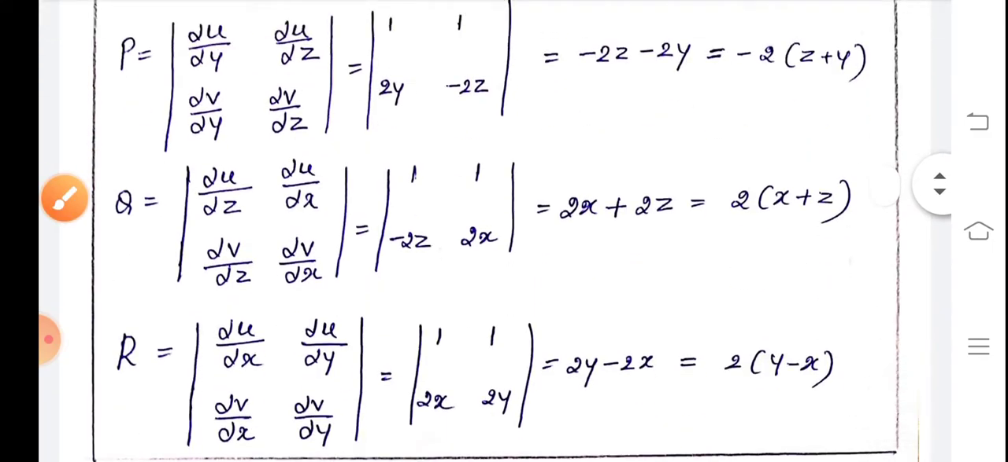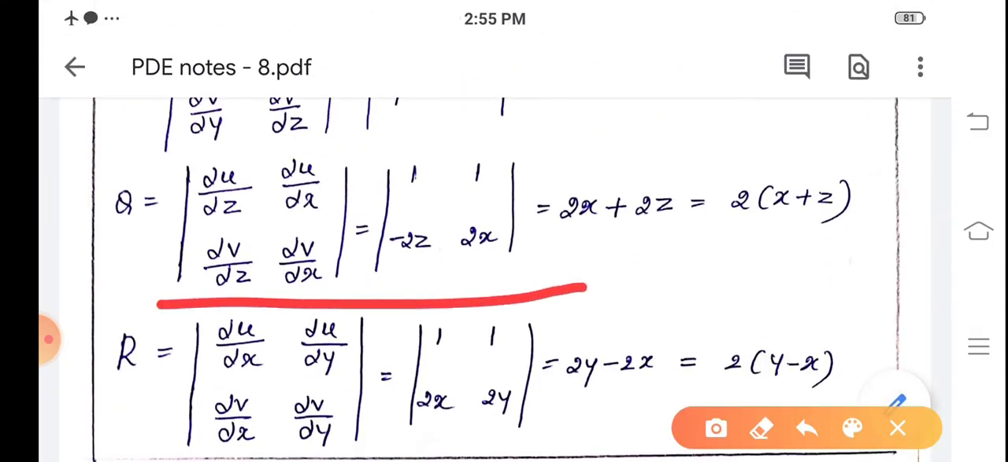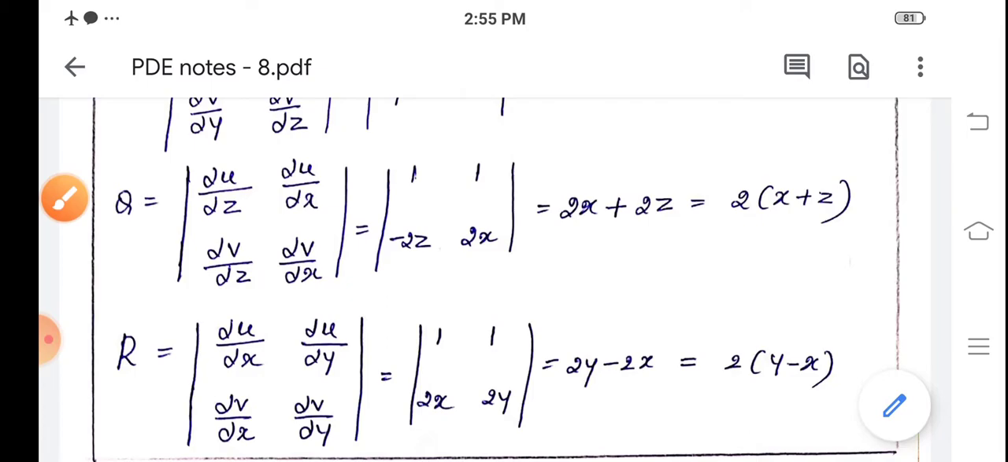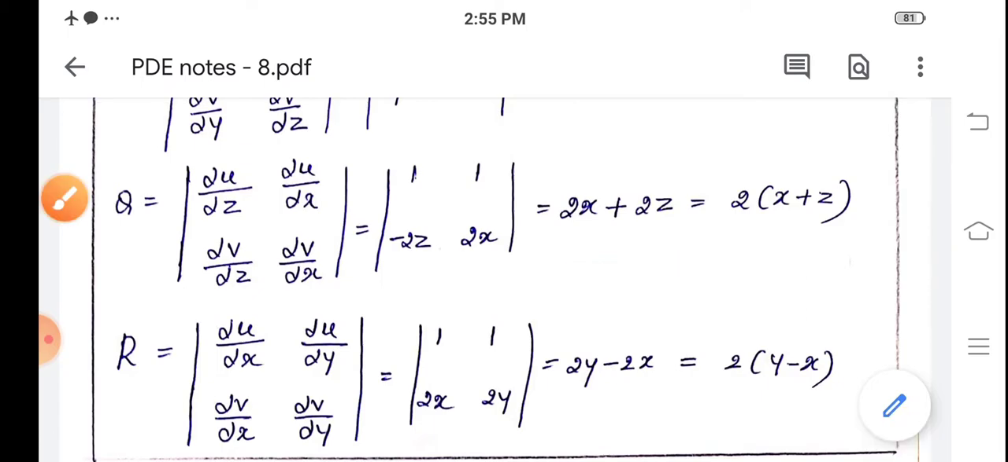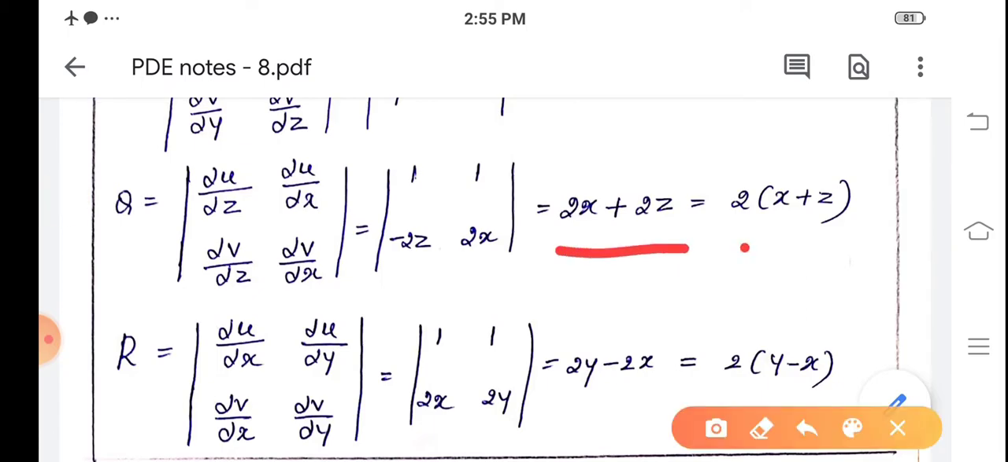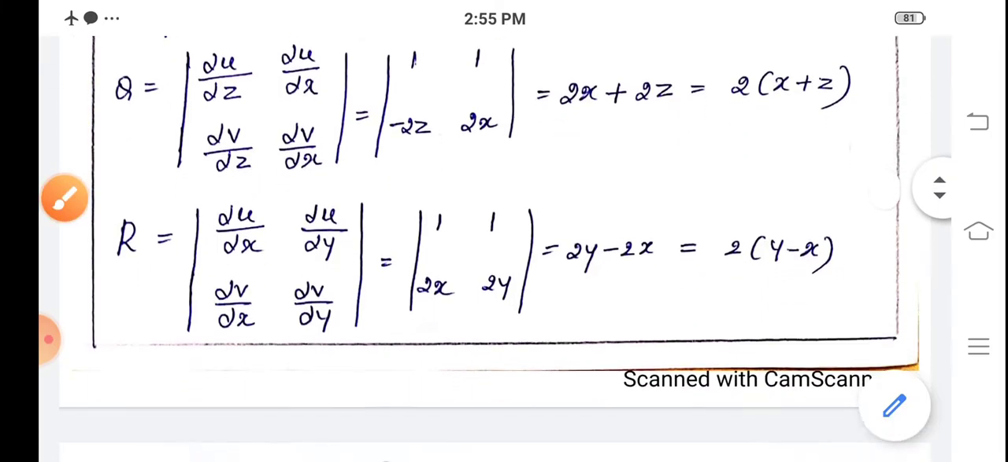Now we are finding Q value. Q is given by determinant dou u by dou z, dou u by dou x, dou v by dou z, dou v by dou x. That will be determinant 1, 1, minus 2z, 2x. That is 1 into 2x minus 1 into minus 2z. That gives 2x minus of minus 2z, or 2x plus 2z. That will be 2 into x plus z.